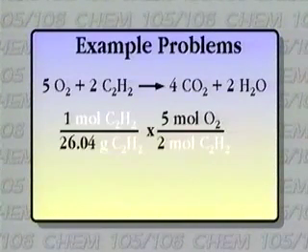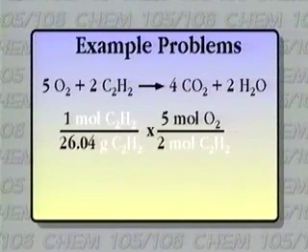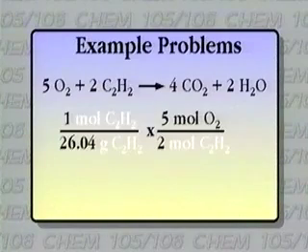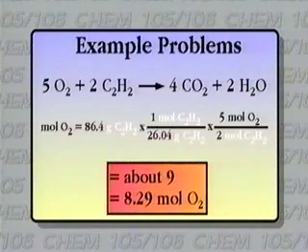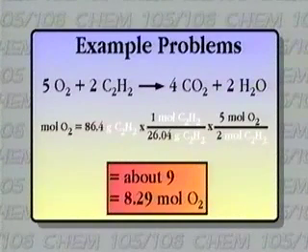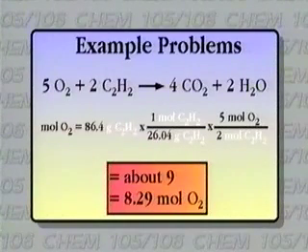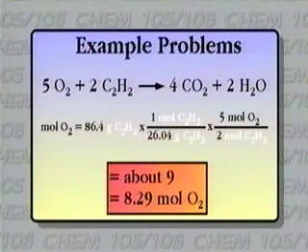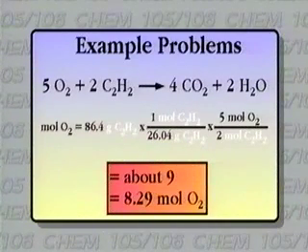Again, running through a quick calculation here, this is 2.5 times 100, it'd be 250 divided by 25, so our answer is going to be probably something a little less than 10, we'll say about 9 moles, and we'll go ahead and plug in and see what we actually get. 86.4 divided by 26.04 and multiplied by 2.5, and we get an answer of 8.29 moles of oxygen. Okay?